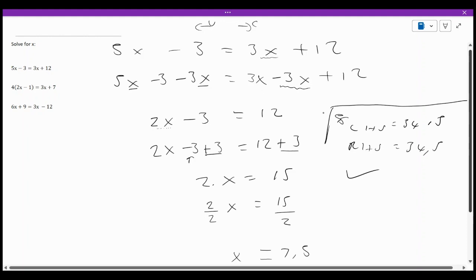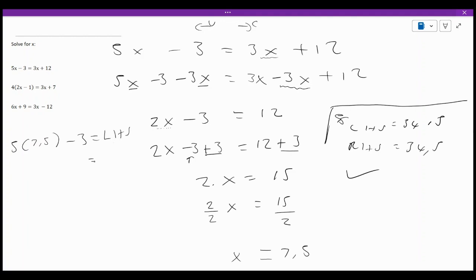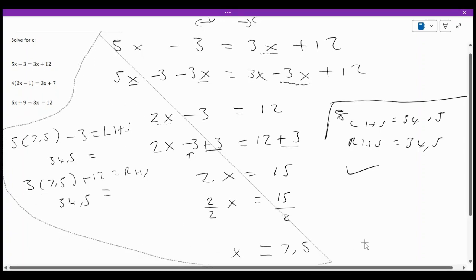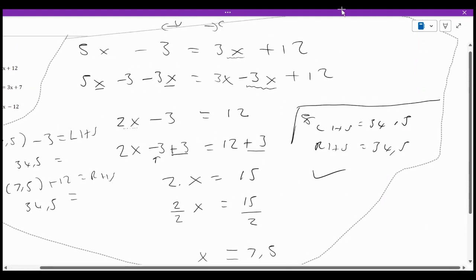So in the place of x, you substitute that 7.5 - 3, and this is for your left hand side, and then you get 34.5. Same goes for the right hand side. Wherever you see an x, you substitute that 7.5. Okay, and then you also get your 34.5. That is how you do this part. So let's move on to our second example.